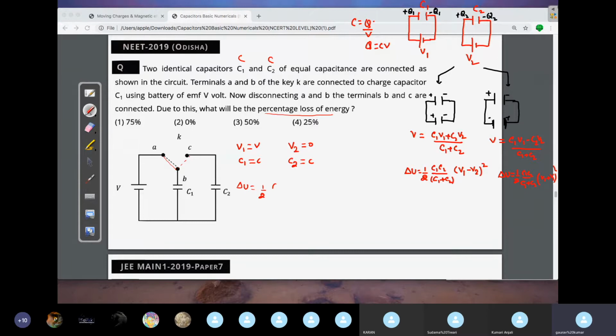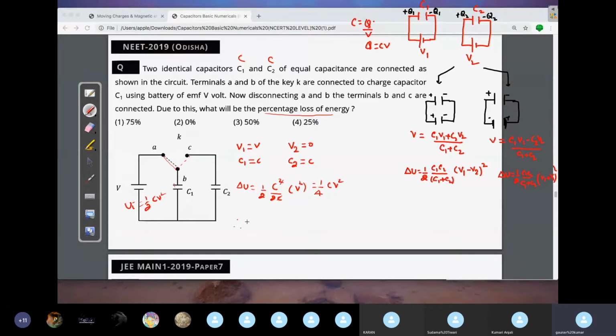Delta U will come out to half times C square by 2C into V square. So 1 C will cancel, and I will get 1 by 4 CV square. Initially you had energy only half CV square, because only one capacitor was charged. The initial energy U_i is only half CV square.